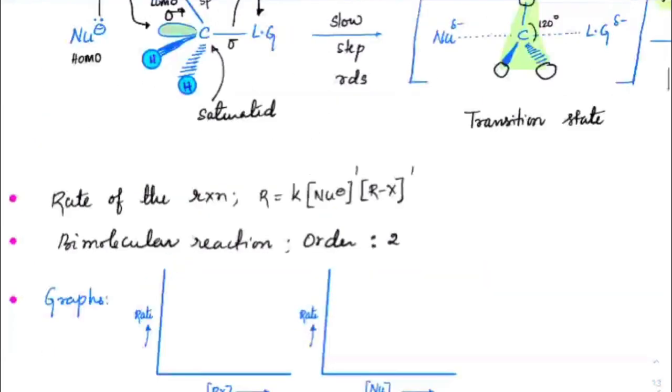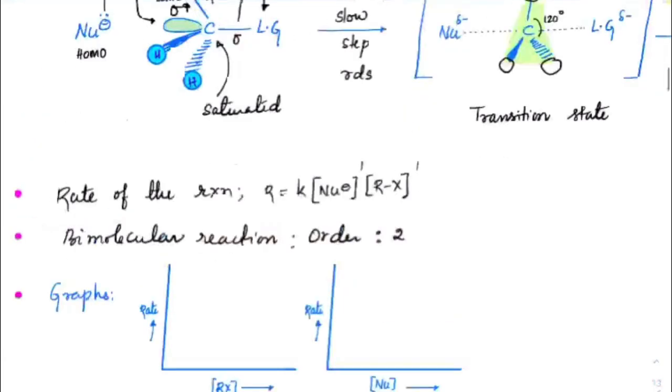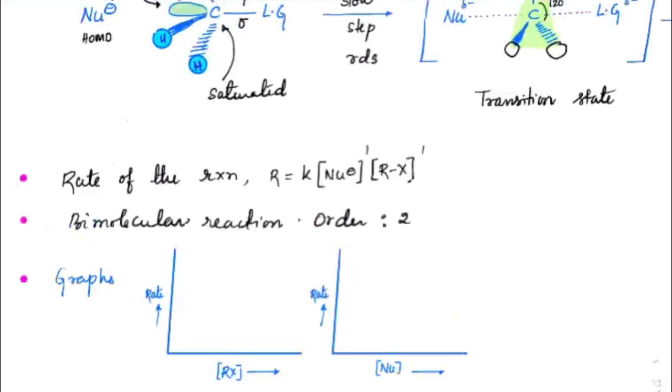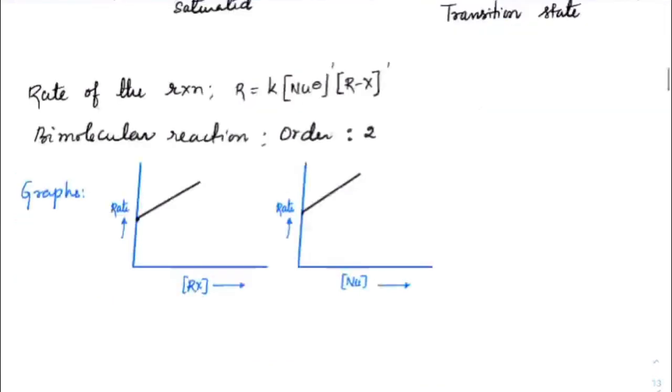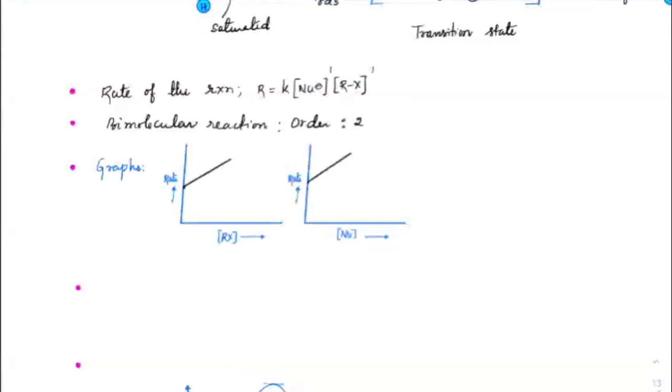Graphically, if you see how the rate is changing with respect to Rx, if I keep the nucleophile constant, then rate is equal to some constant times Rx. So it is like y equals mx, but it would start with a particular rate here. Same way here also you can see the rate would start like this. So this would be the rate graphs for both of them, keeping one constant.